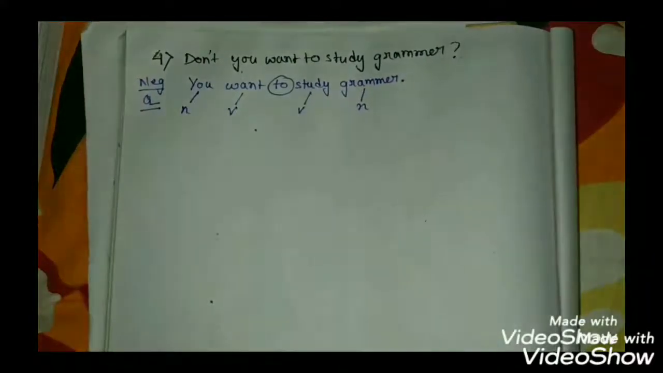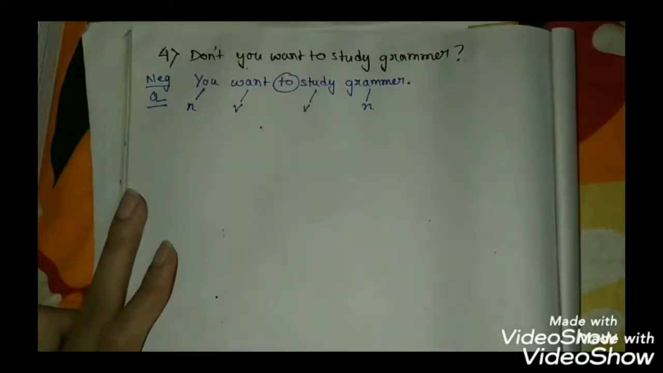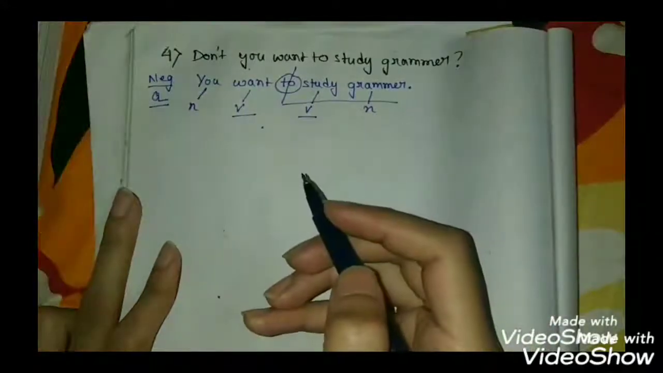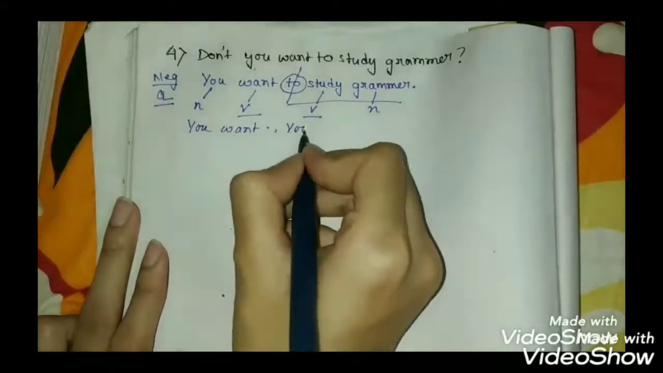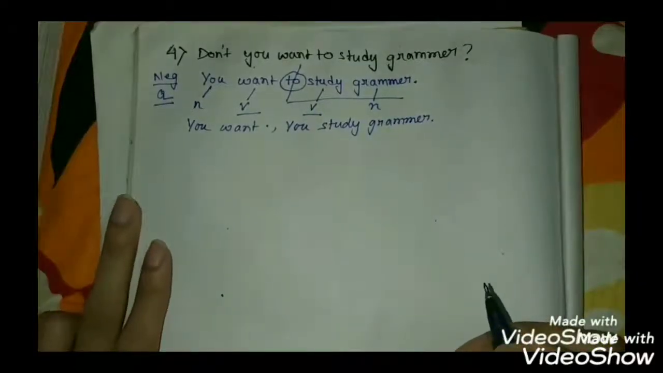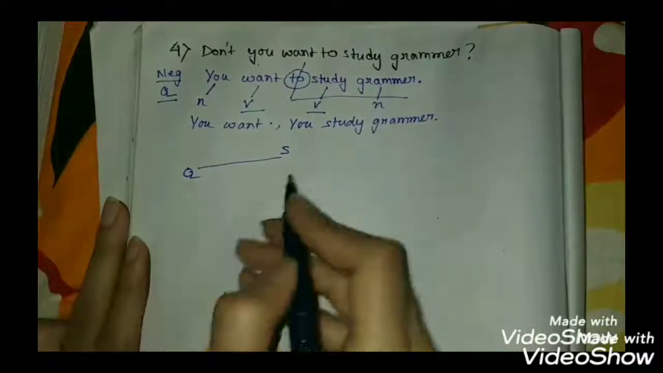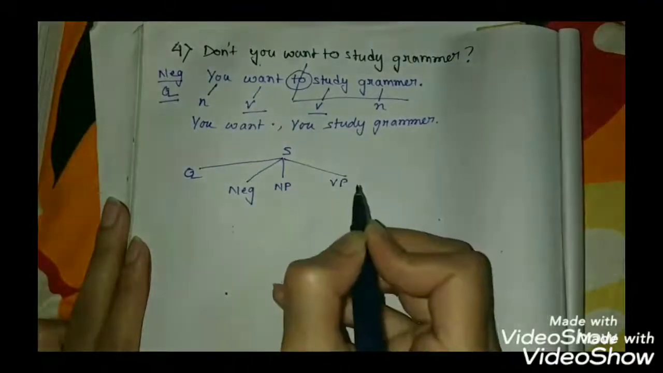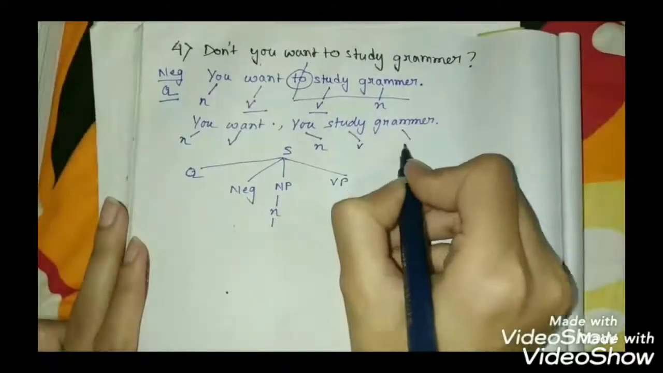So this to is again not preposition because there is verb after this to. Therefore there are two verbs we can see, therefore it will be divided into two sentences. So we will write the sentences, you want and you study grammar. So S sentence, from S we will first extract question, then we will extract negative, then NP, VP. So you is the noun, want is verb, you is noun, study is verb, grammar is noun.